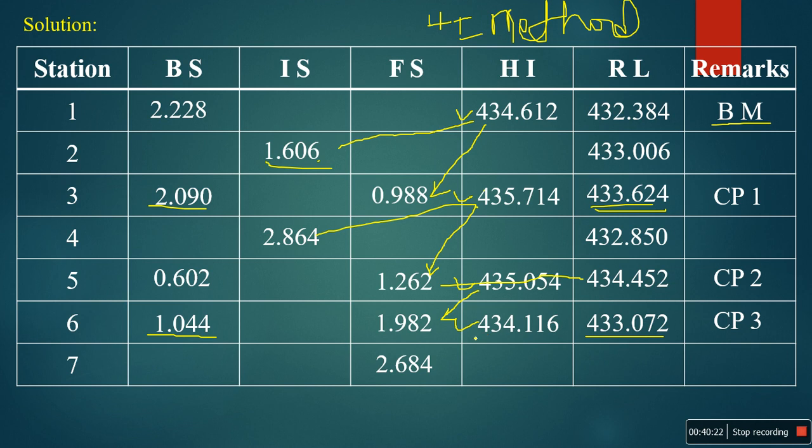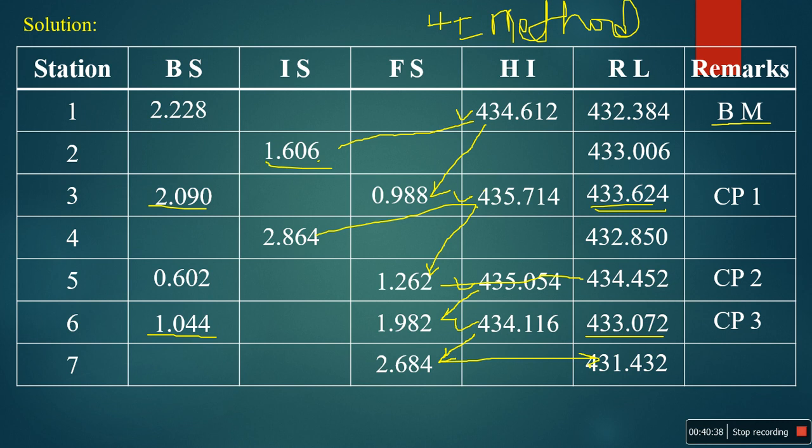Then the last step: this HI minus the last staff reading, that is FS, will give the RL of this station, which is 431.432 meters.